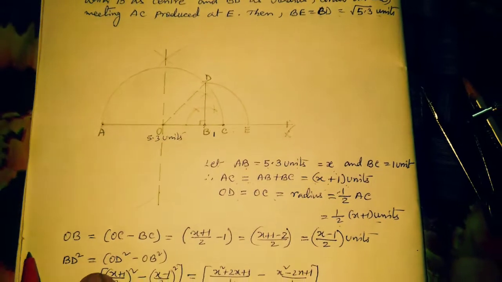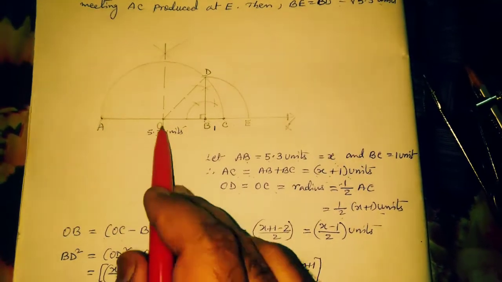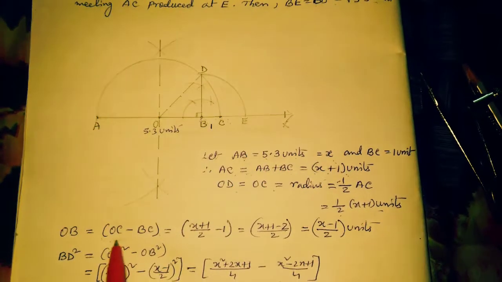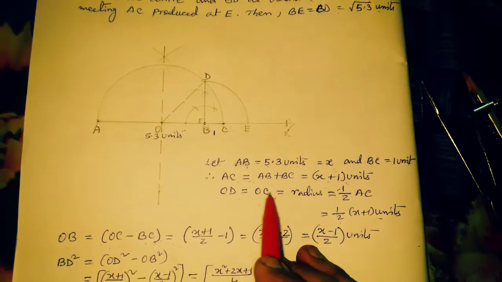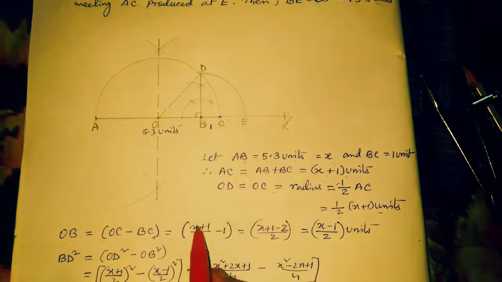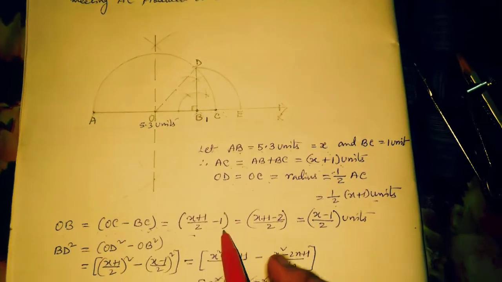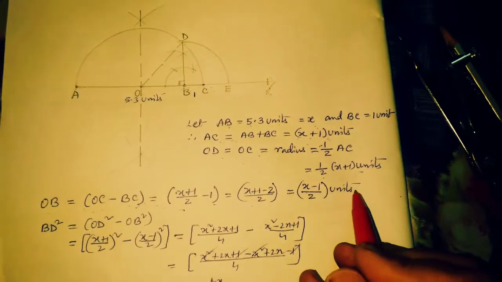Now the next part, we'll find out OB. What is OB? OB is OC minus BC. If we subtract OC minus BC, we'll get OB. What is OC? OC is half of X plus 1, that is X plus 1 by 2. And BC is 1 unit, so minus 1. If you simplify, we'll get X minus 1 by 2 units.